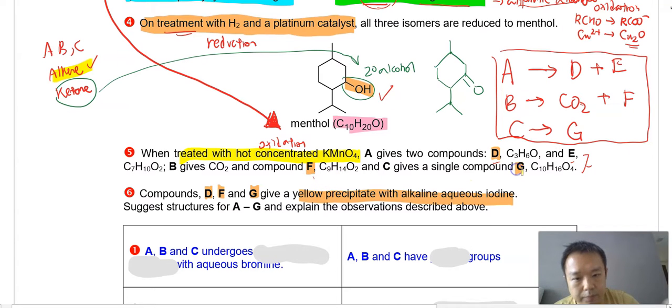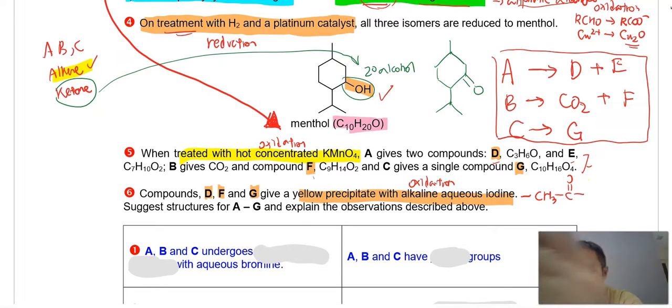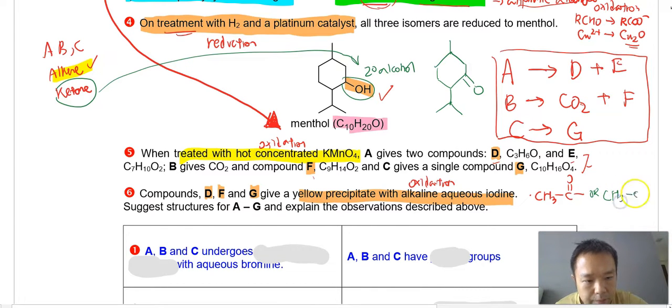So D, F, and G. So what can we conclude? The type of reaction with alkaline aqueous iodine is your oxidation. Iodoform reaction is an oxidation reaction. And basically we're looking out for this functional group, right? This structural group, your methyl ketone or methyl alcohol.